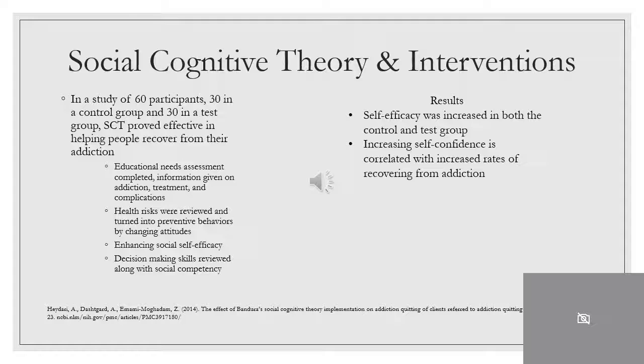They completed an educational needs assessment and gave information on addiction, treatment, and complications. Health risks were discussed. This enhanced their social self-efficacy. Decision-making skills were reviewed along with their competency, and the results were that their self-efficacy was increased in both the control and test group, and this increased their self-confidence, which is correlated with increased rates of recovering from addiction.